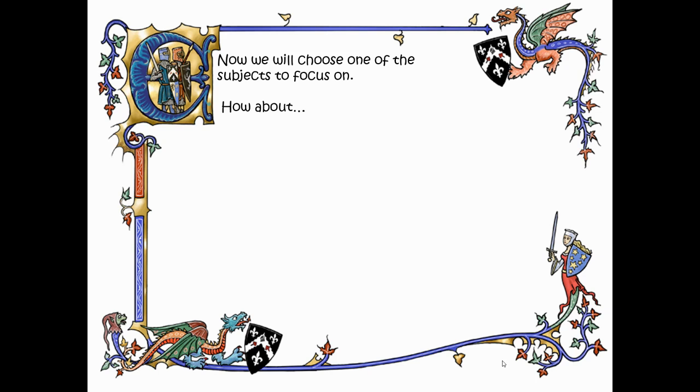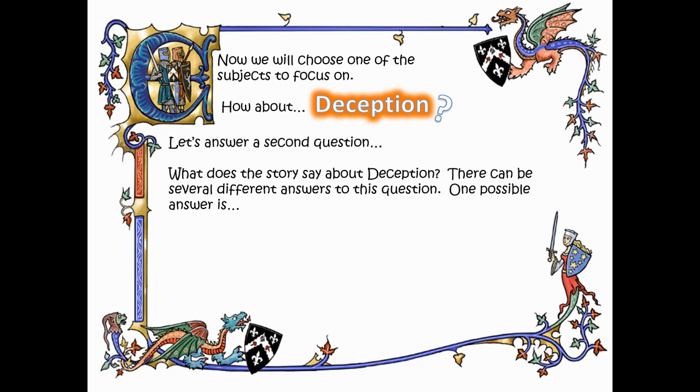Now let's choose one of the subjects to focus on. How about deception? All right, what we want to do now is we want to think about what the story says about deception. So let's answer a second question. What does the story say about deception? There can be several different answers to this question. I will tell you what my answer is in just a moment, but tell me, what do you think this story says about deception?